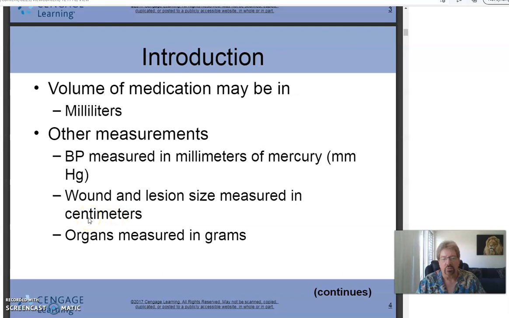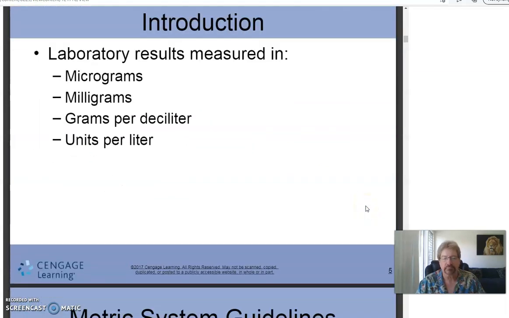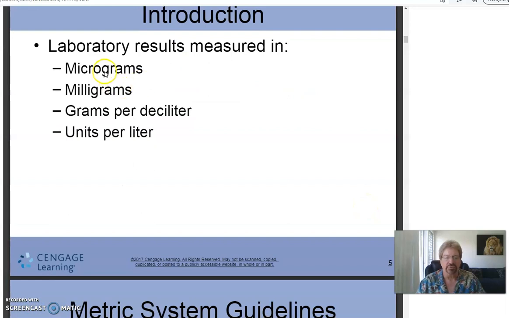Wound and lesion size are measured in centimeters. A centimeter is 1/100th of a meter. How long is a meter? A little longer than a yard. Organs are measured in grams. Laboratory results are often measured in micrograms, a millionth of a gram. Micro means millionth. Milli means 1,000th. Grams per deciliter, or units per liter.